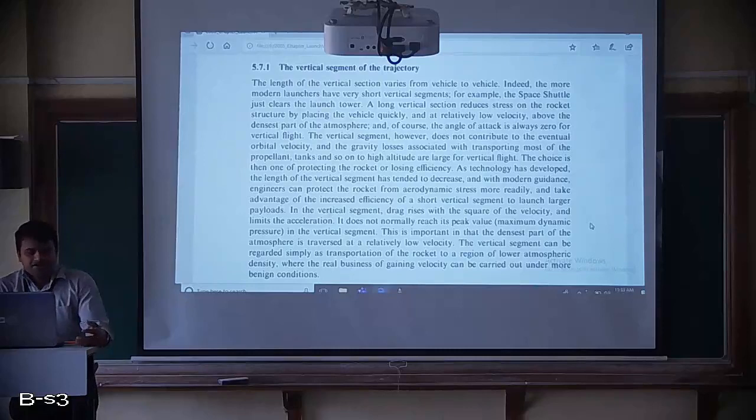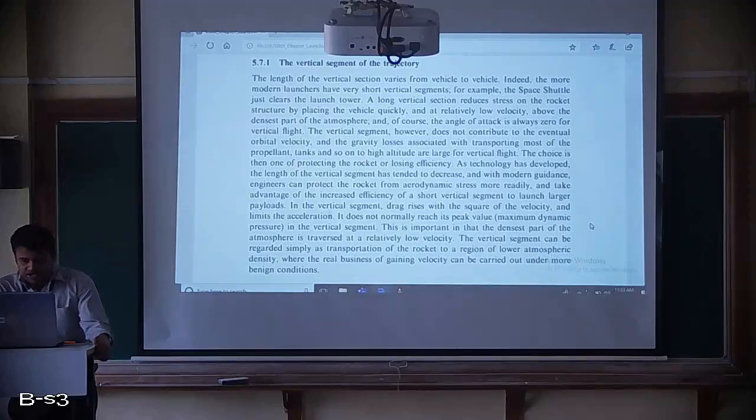That is because of the densest atmosphere in the lower part of the Earth, or we can say the sea level condition. Here the atmosphere is very dense and it will limit the acceleration. But what we want is more acceleration, so that we can gain more velocity. That is the reason nowadays people are not going for longer vertical segment distances.